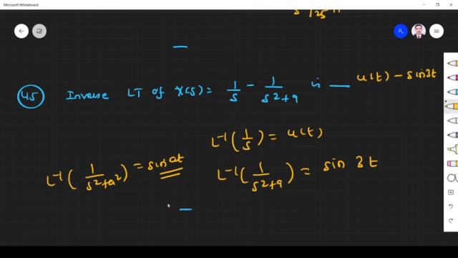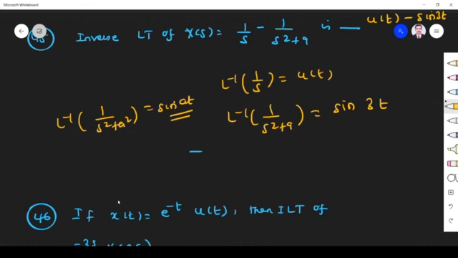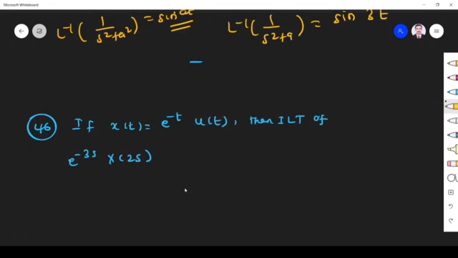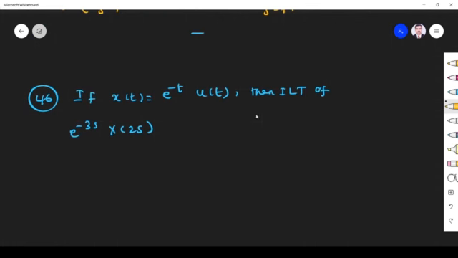What about this? Next problem. If x of t is equal to e power minus t u of t, find the inverse Laplace transform of e power minus 3s into x of 2s. So what are they telling? X of t is e power minus t u of t. Right? So if it is like this, what is x of s? X of s is equal to 1 by s plus 1.